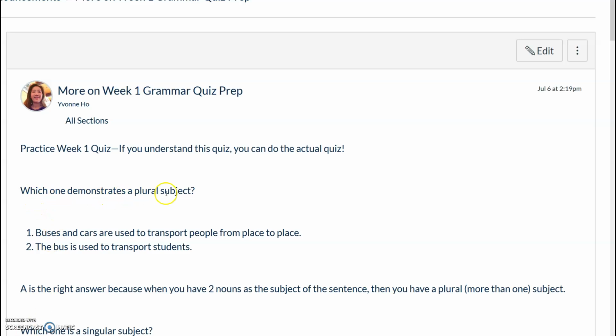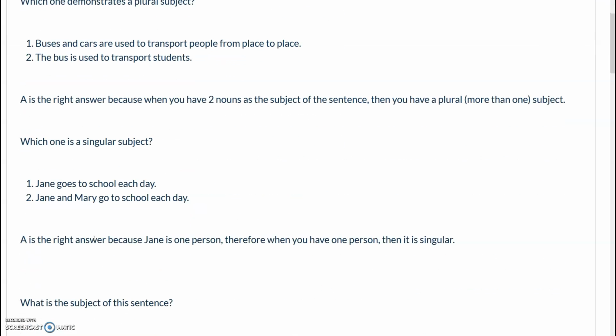Which one demonstrates a plural subject? Buses and cars are used to transport people from place to place. The bus is used to transport students. So when you have a plural subject, that means more than one thing. And so you can tell when something is plural when there's an S after the word. And so the answer to this one is number 1, A. Buses and cars are used to transport people from place to place because buses and cars are a plural subject.